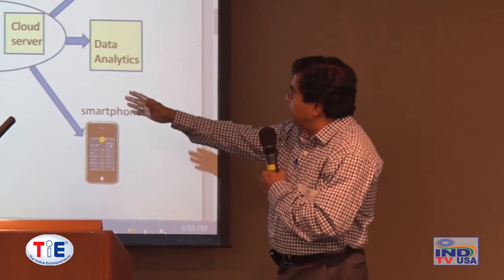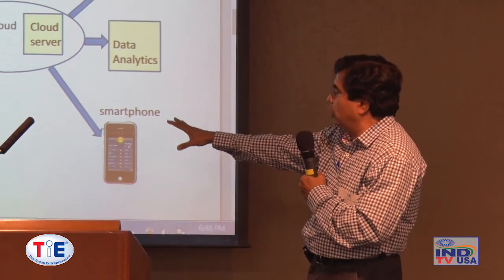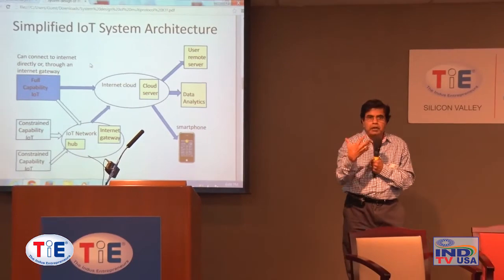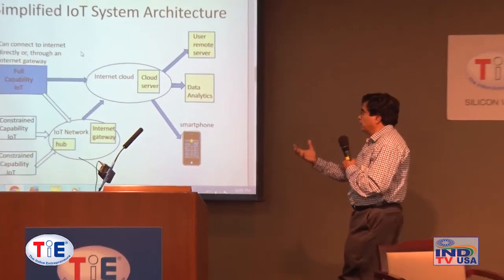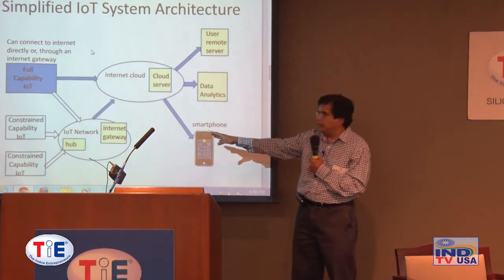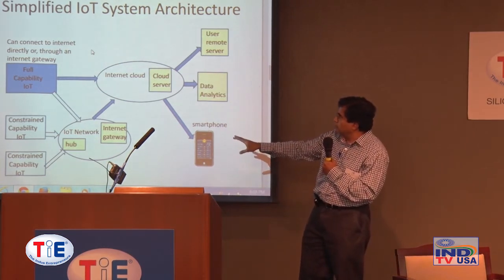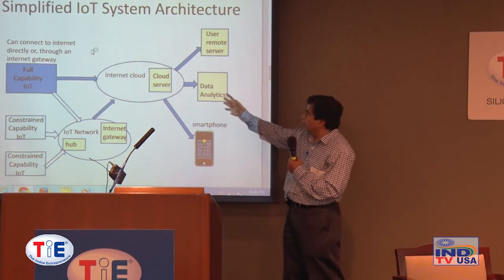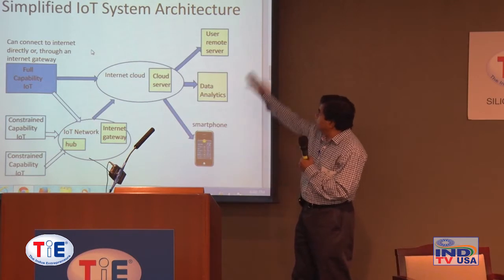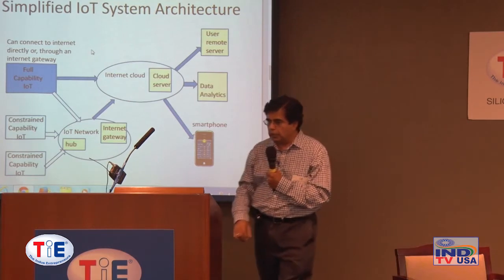As you see from the IoT side, there could be a hodgepodge IoT network, which has different constrained capabilities and different kinds of functionality. They all bunch together and go through various other functions, and that connects to the internet gateway, to the internet cloud. In a full capability IoT, you have the option to go directly to the internet cloud, or it can go through an IoT network. And here is the user level. There can be a remote server, data analytics, or a smartphone to do the controls.